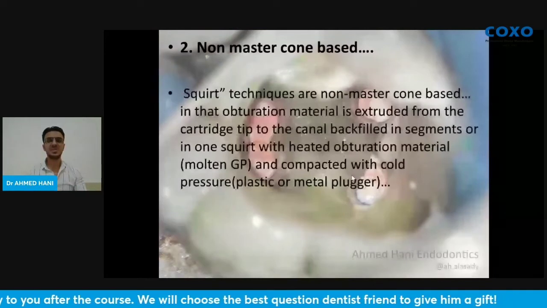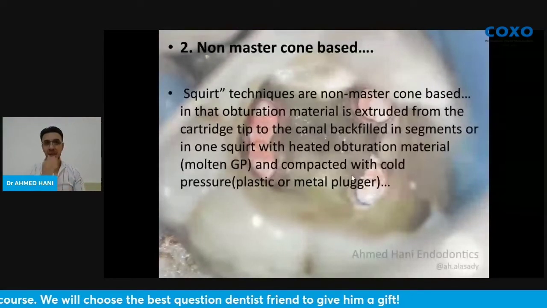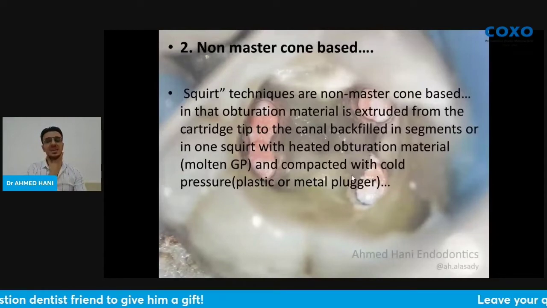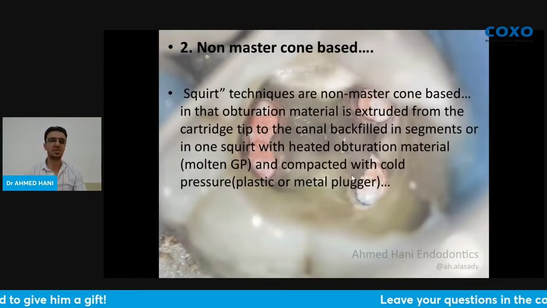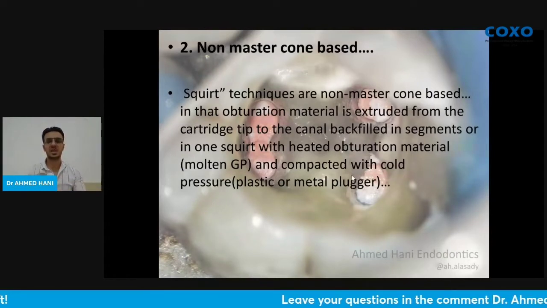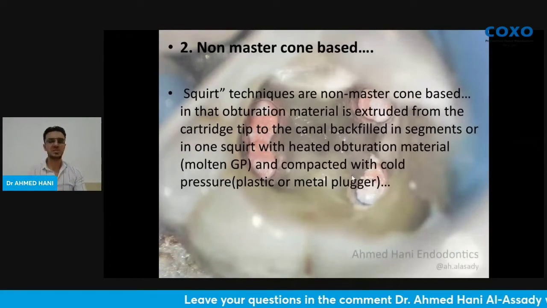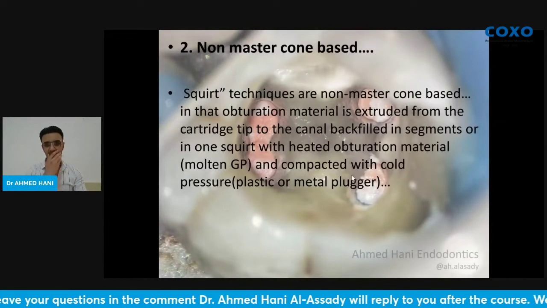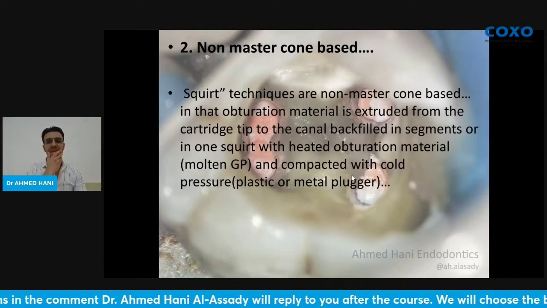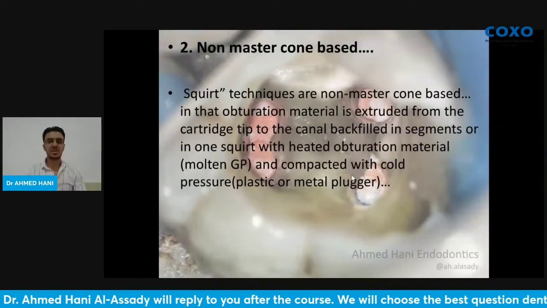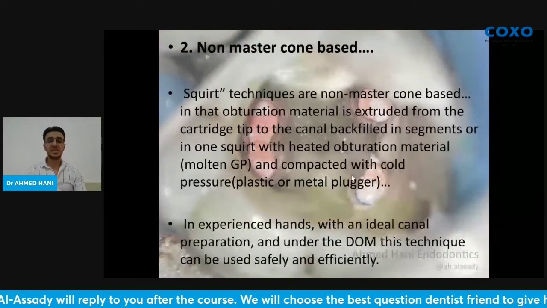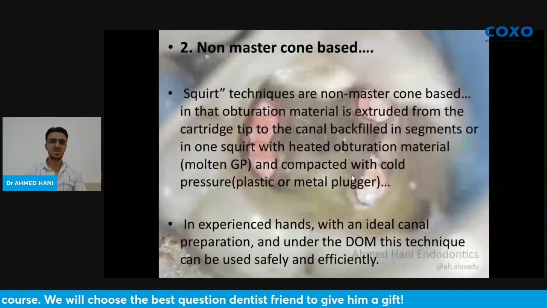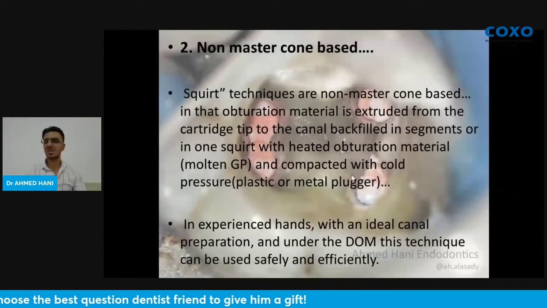In that, obturation material is extruded from a cartridge tip of our gun, just like a C-fill from Coxo, to the canal, backfilled in segments or in a squirt. It's preferred to do it in segments, just like 2 millimeters for each segment, with heated obturation material, molten gutta-percha, injected, and compact it with a plastic or metal plugger. With an experienced hand and ideal canal preparation and under a dental operating microscope, this technique can be used safely and efficiently.